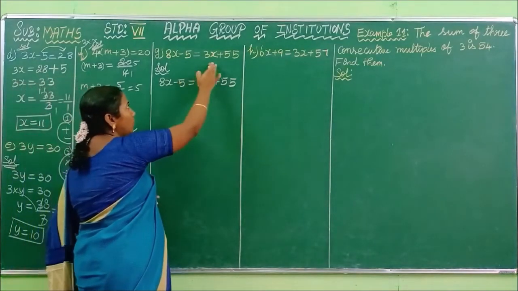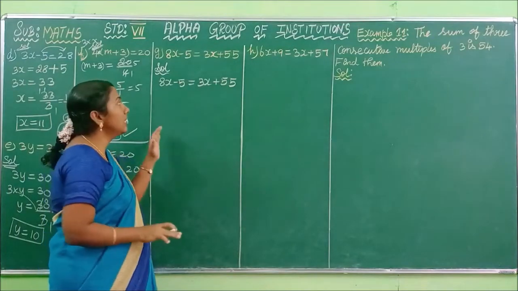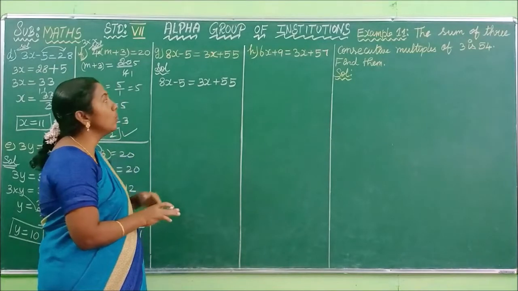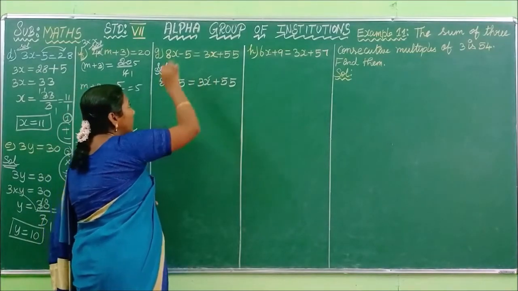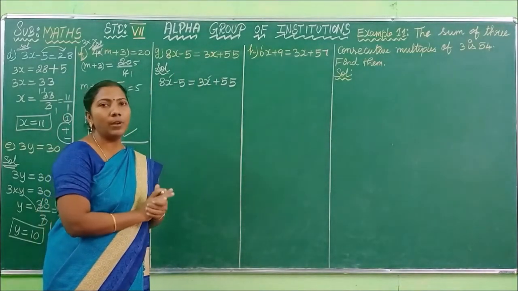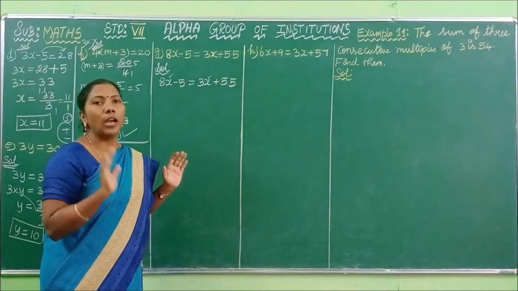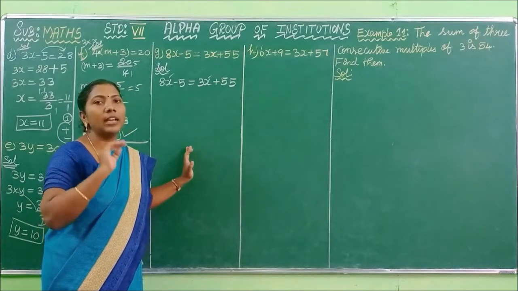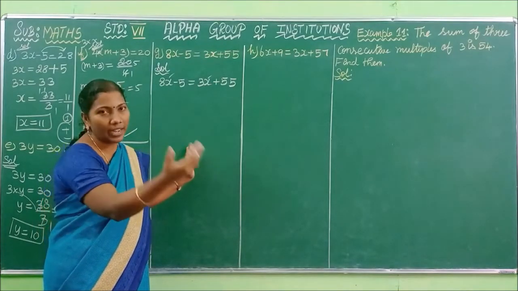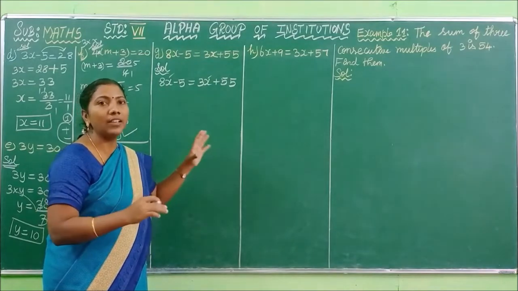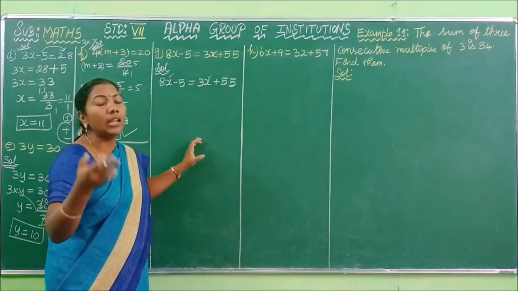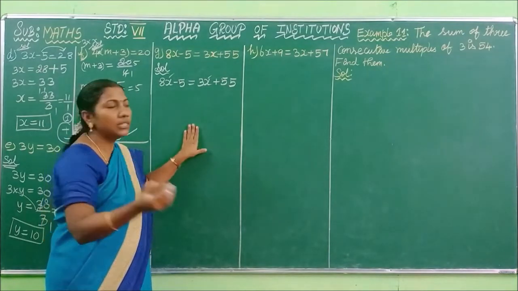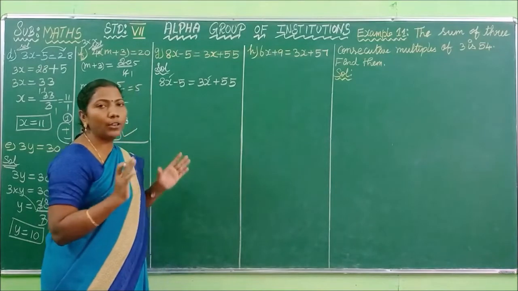8x minus 5 equal to 3x plus 55. In this sum, in both LHS and RHS, we have the variable. So, in order to find the value of the variable, we are grouping the variable on one side. Usually, you have to collect the variable on the left hand side. You have to collect the numerical values on the right hand side. You understand, children? You have to collect the variables like x, y, a, b, c, d on the left hand side. Collect the numbers on the right hand side.